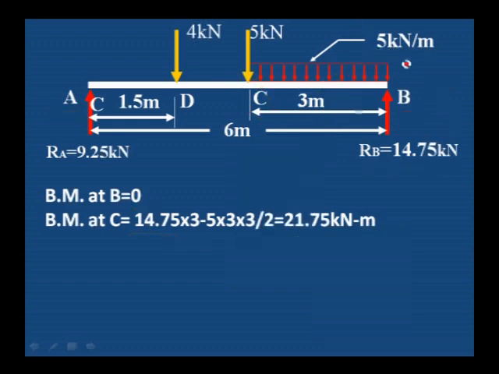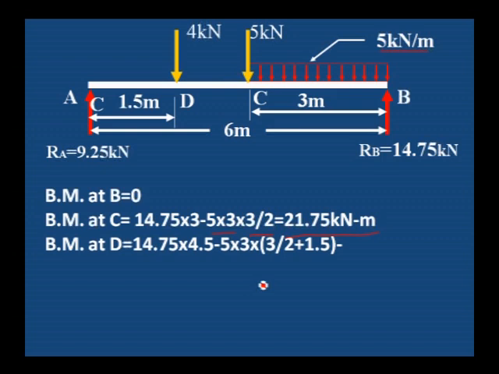and then 5 into 3 is the load, 15 kilonewton, and the distance of this load from C is the center of this load, 1.5, 3 divided by 2. 5 into 3 into 3 by 2 is the moment due to uniformly distributed load. Therefore, total moment at C is 21.75 kilonewton meter. For calculating the moment at D, we can calculate two ways: D right side, whatever loads are there, or D left side, only one load is there, 9.25 into distance 1.5, you will get the moment at D.